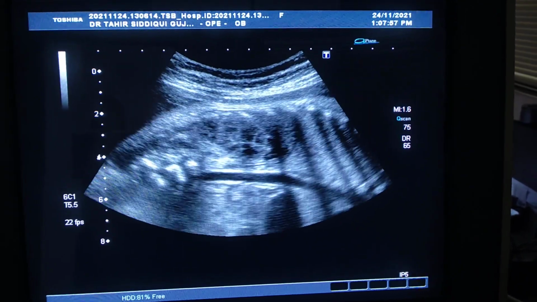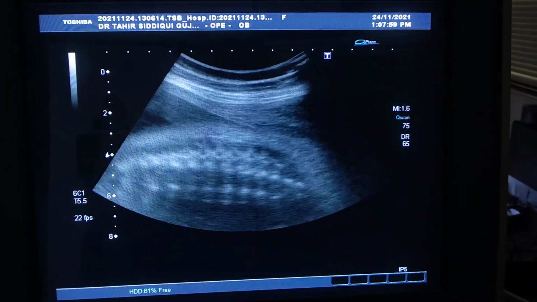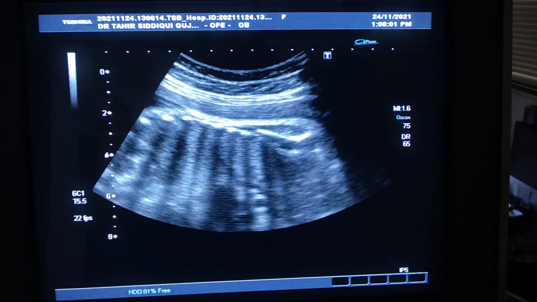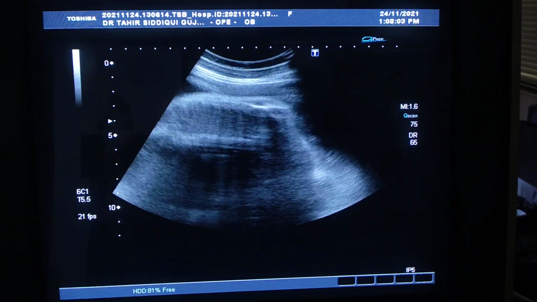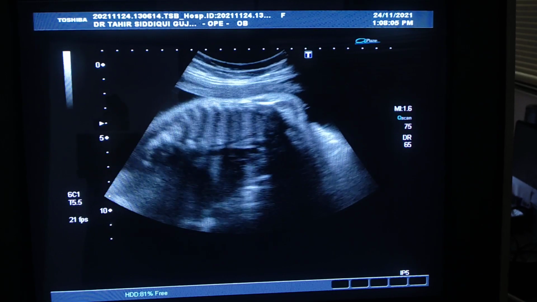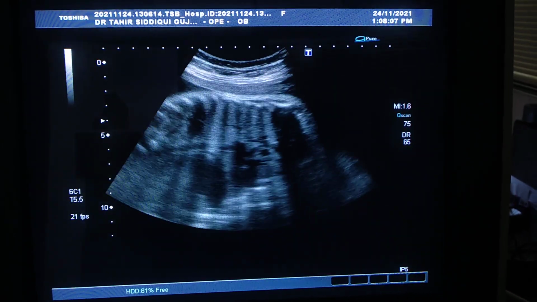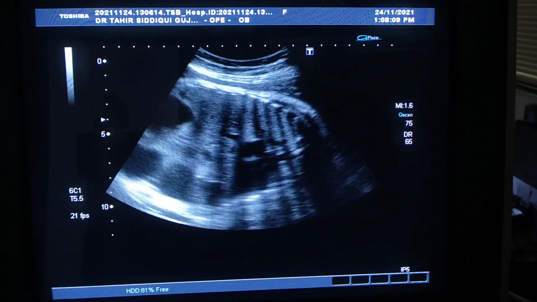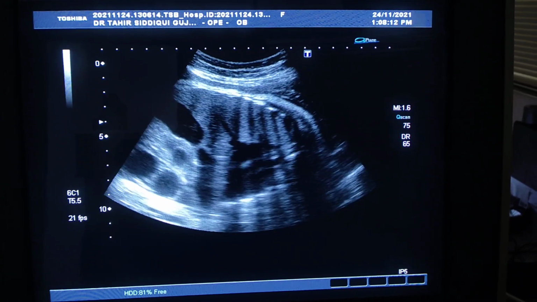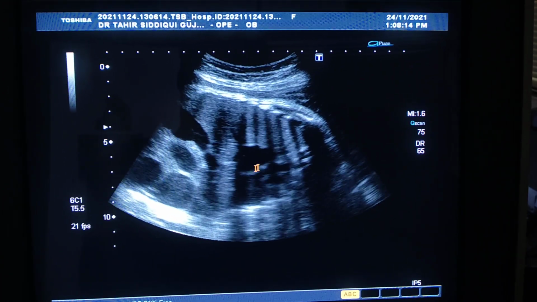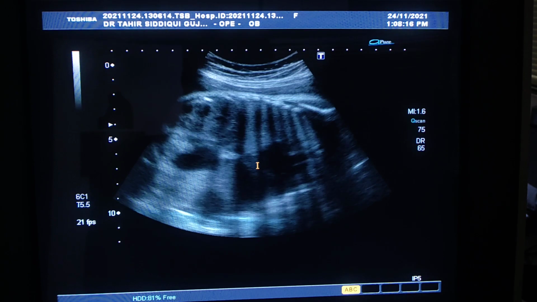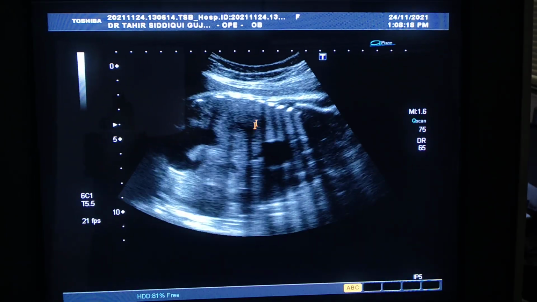Now, as I will move towards the abdomen, you will note this is the thorax. You can see the heart. This is the heart.